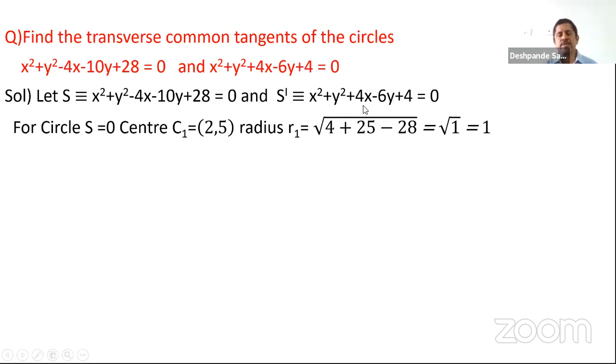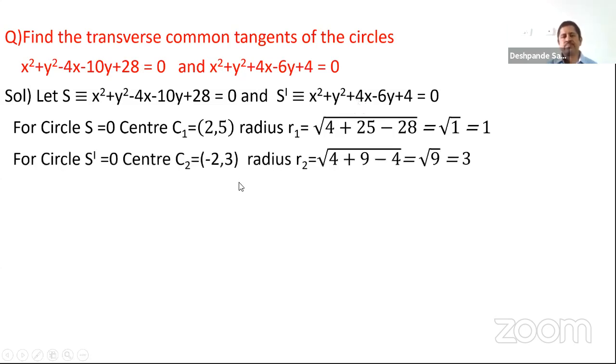Next, do it for the second circle. The center is going to be minus 2, 3. Radius: 4 plus 9. Again, a plus sign is there, so minus is there. So 4 plus 9 minus 4. So 4 cancels off. You get root 9. Root 9 is 3. So you are going to find the transverse common tangent.